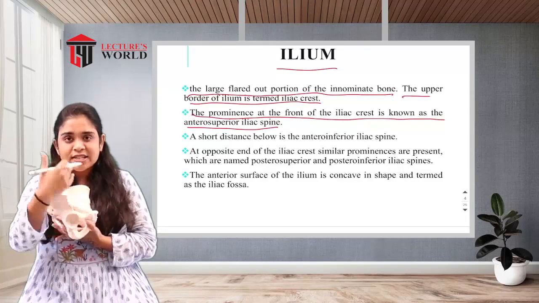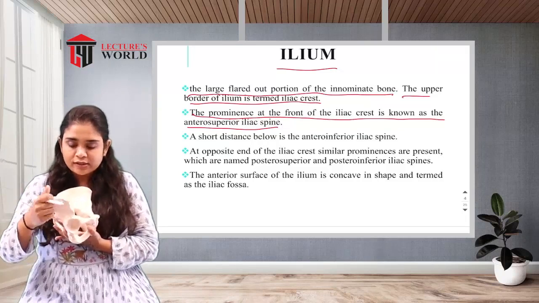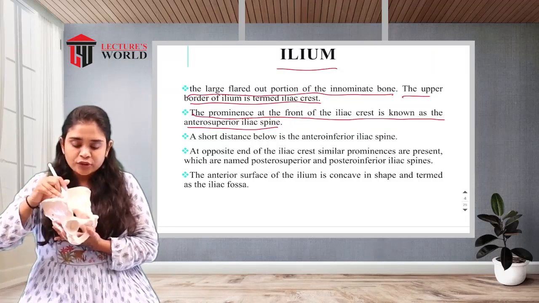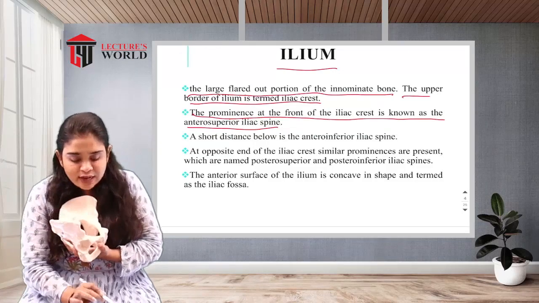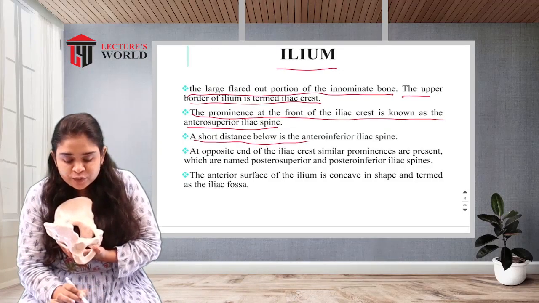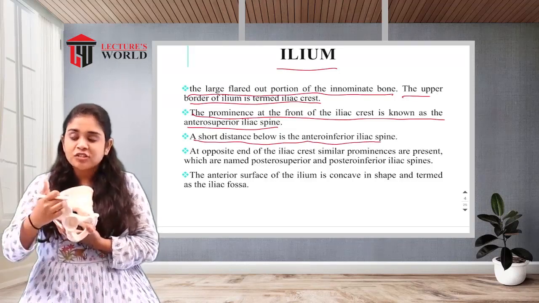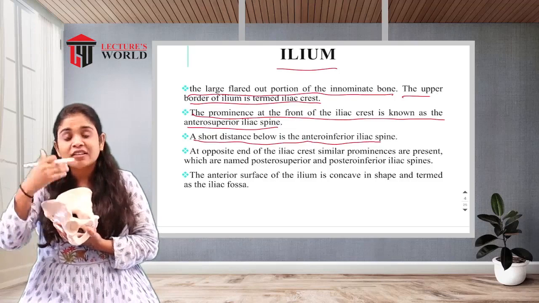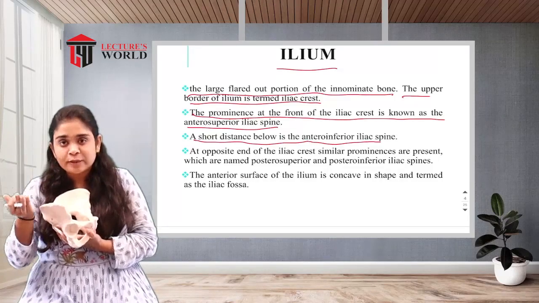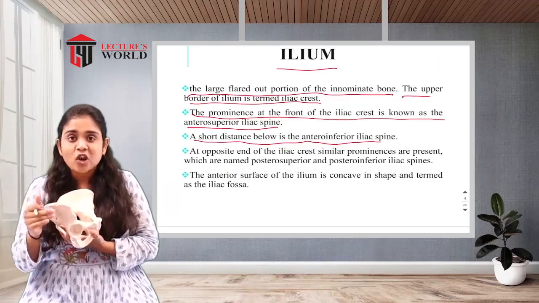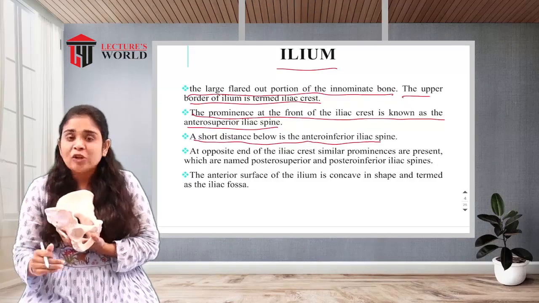So this is known as the anterior part and this is the posterior part, right? Here, this is the point we are talking about. This is known as the anterior superior iliac spine. Then a short distance below is the anterior inferior iliac spine. This one is located at the upper side, that's why we say it is superior. But this one is inferior, because it is located at the lower part.